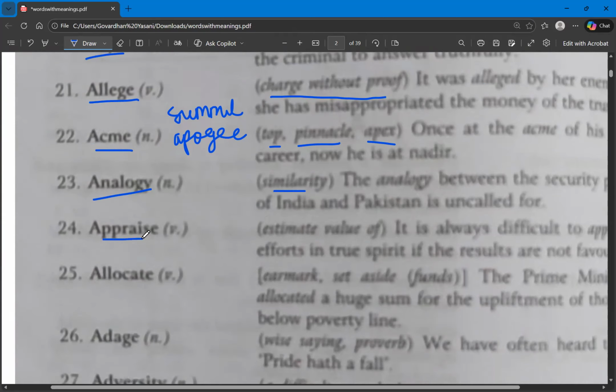The next one, appraise. We have already studied this. Appraise means estimation, or judging, evaluating. So these are all the synonyms of appraise. Whereas we have another word called apprise. It means to inform. If we don't have the extra P, it means to inform. Whereas if we have it, it means to evaluate or judge.